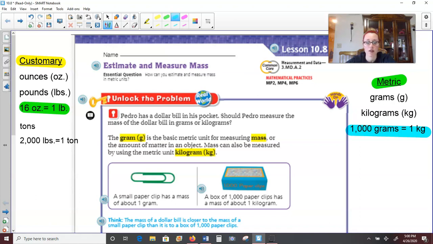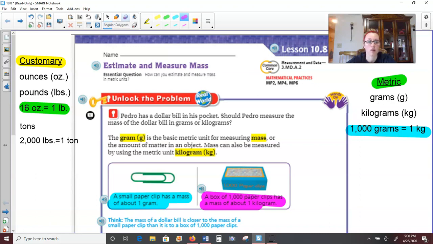They show us here in our book that a small paper clip has the mass of about 1 gram. So when you think of holding a paper clip in your hand, it doesn't really feel like much weight at all. So grams are very small units of weight. Whenever you think of things that are very light, you would typically then measure those items in grams.